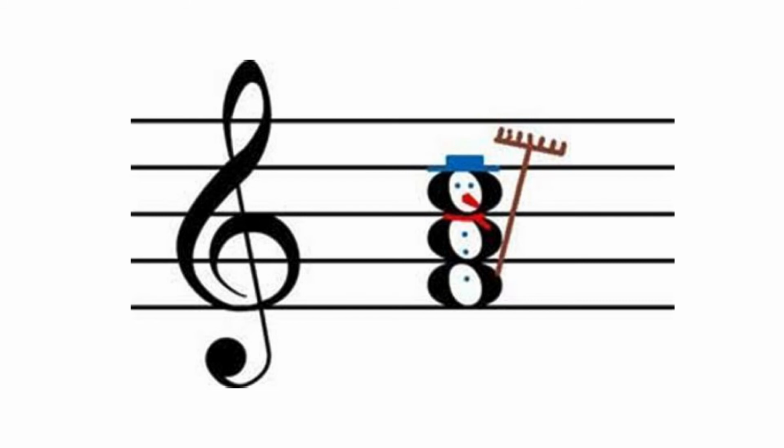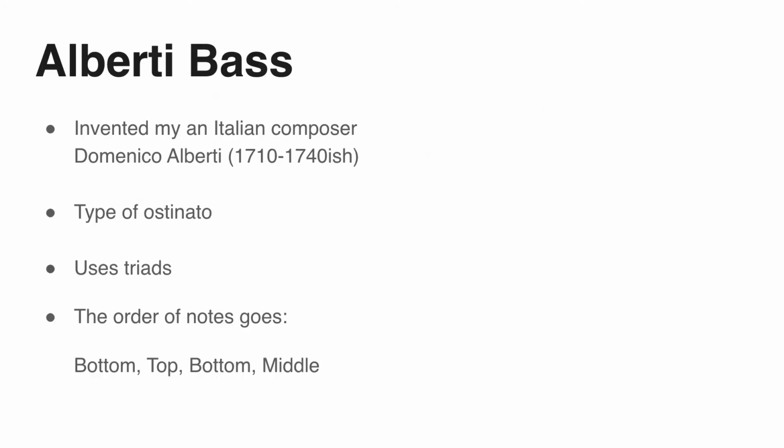Now let's go to Alberti Bass. The Alberti Bass was invented by an Italian composer named Domenico Alberti. He was not a successful composer. Most of his music's not well known, but he did gift humanity this one magical thing called the Alberti Bass. The Alberti Bass is a type of ostinato, or a short musical line that repeats, that uses a triad. There's a specific order to the playing that makes an Alberti Bass.